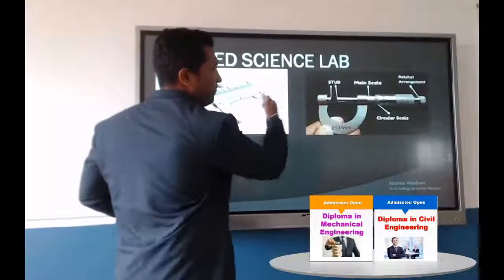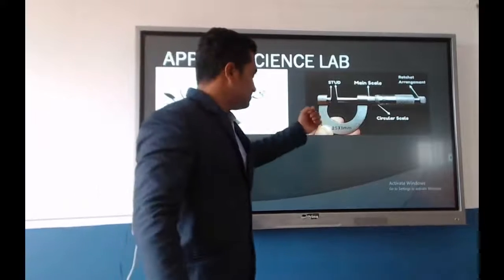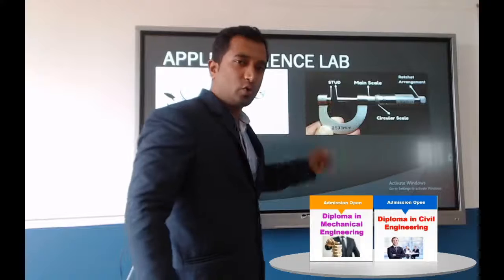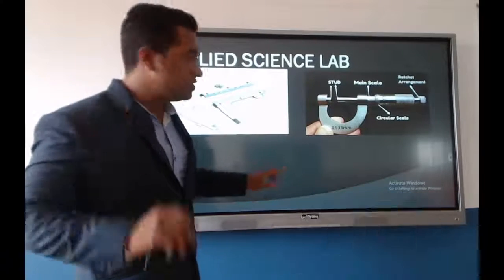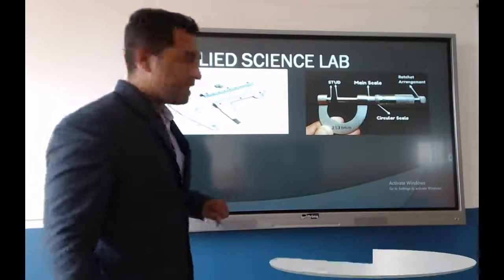Next is the same way. This is used for measuring the diameter. This is called a screw gauge. So these things are very important for the mechanical engineer. And these things we are going to study in the applied science lab.